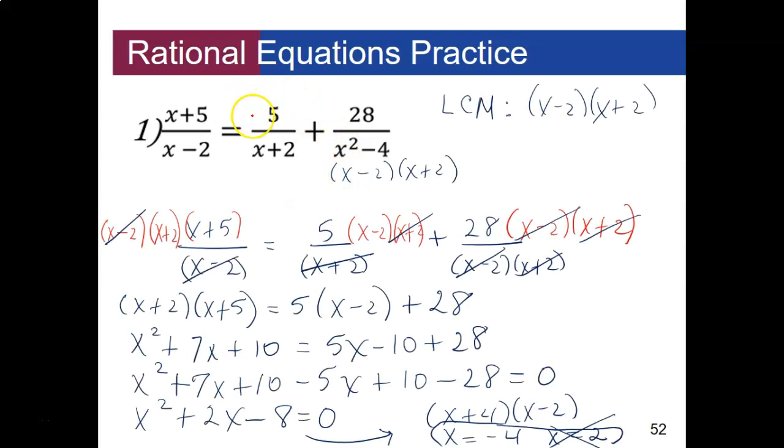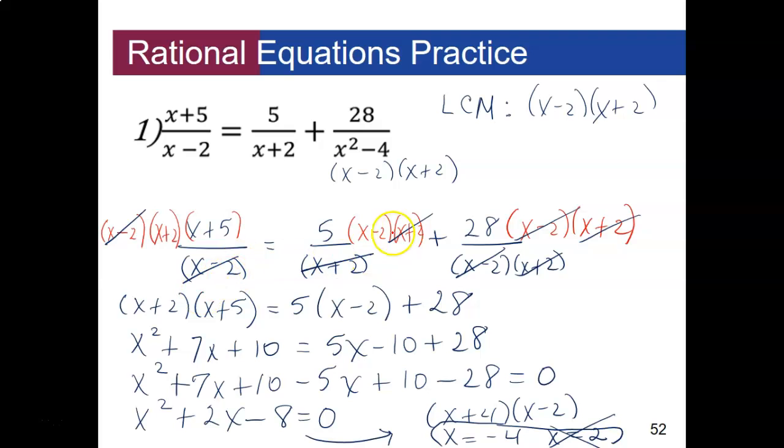Okay, go ahead and looking at the first example here, or first practice problem. You want to factor your denominators. So this one factors to be x minus 2 and x minus 2 and x plus 2. So your least common multiple would be x minus 2 and x plus 2. And then that's what we're going to multiply each part by. And you can see I've put that in red here so you can tell what's getting multiplied.